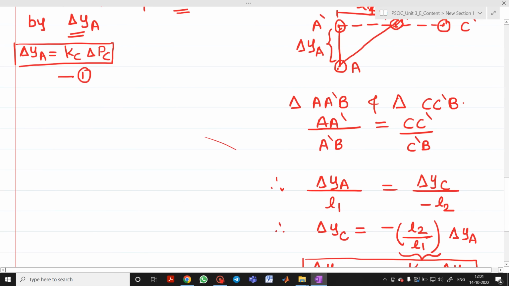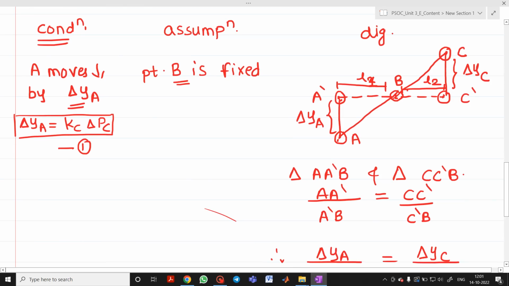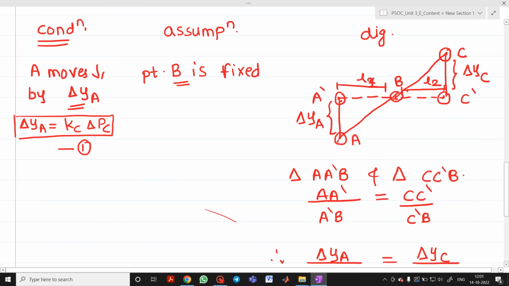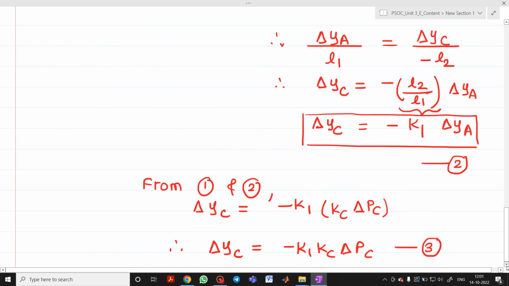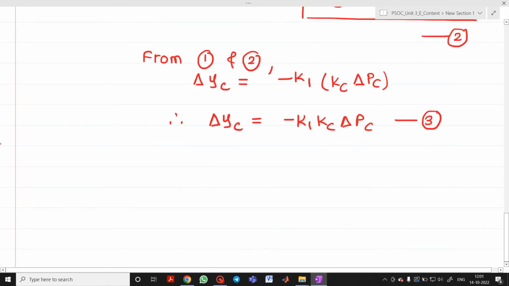So this was the first case. What was the first case we have done? A moves in the downward direction by delta YA. Now let us see the second case. Second case is nothing but, I will write it here, second.